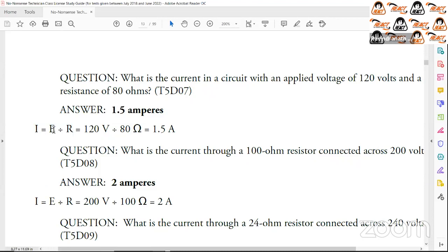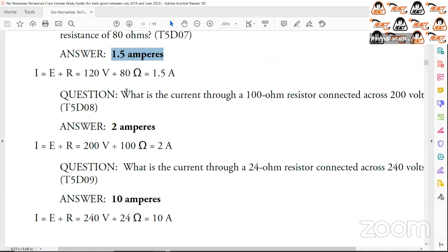So we plug in the value for E. E is voltage, 120 volts. Divided by R. R is what? Resistance, 80 ohms. There goes the 80 ohms. So we divide 120 by 80, and we get 1.5. Satisfy yourself using a calculator that 120 divided by 80 is 1.5. And there's the answer, 1.5 amps or amperes.